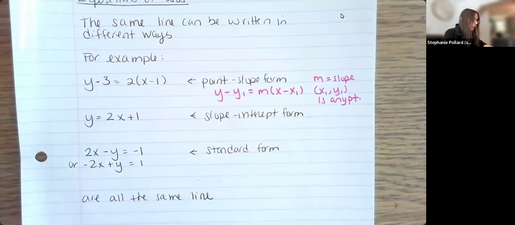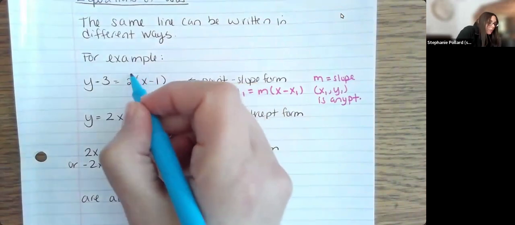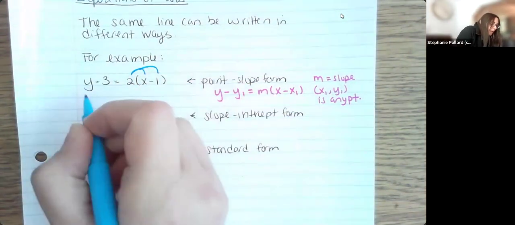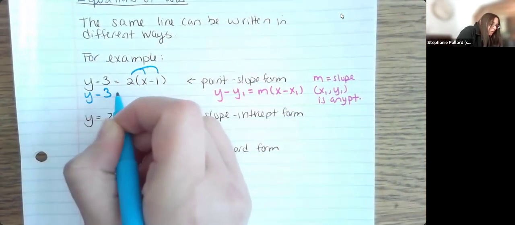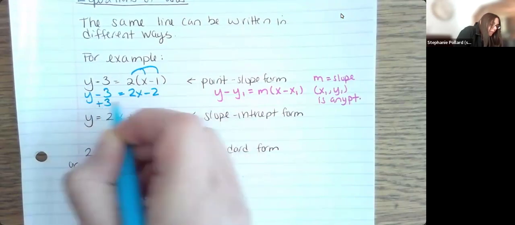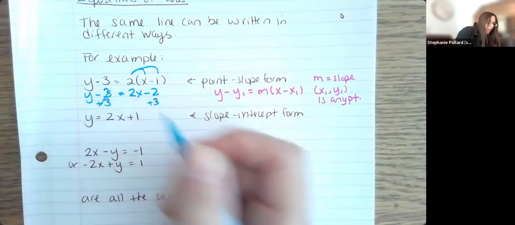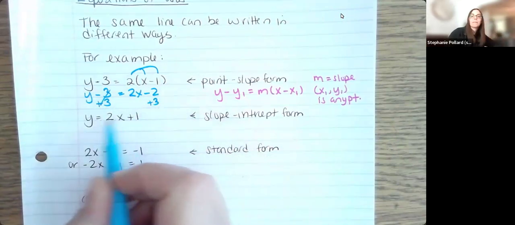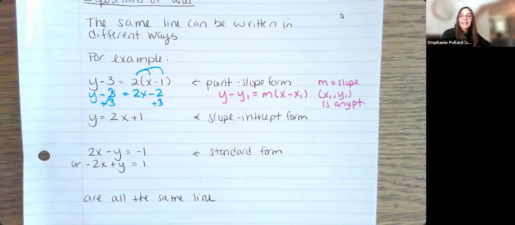Now, the interesting thing, though, is that we could clean this up, right? So I could use the distributive property and multiply through. I get y minus 3 is equal to 2x minus 2. And then when I add 3 to both sides, I wind up at this form. So by cleaning up the point slope form, I end up in the slope intercept form.